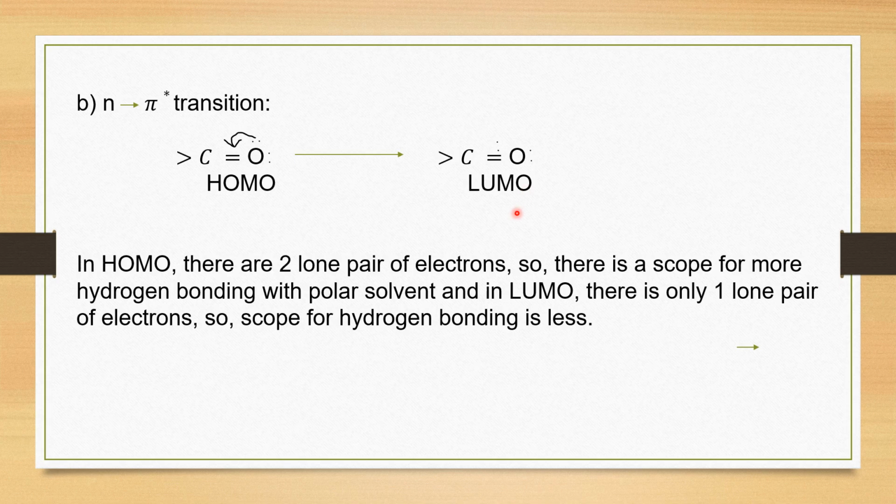when compared with LUMO. LUMO is having only a single pair of electrons, so it can form fewer hydrogen bonds when compared with HOMO, with the polar solvent. So here polar solvent is stabilizing the HOMO.